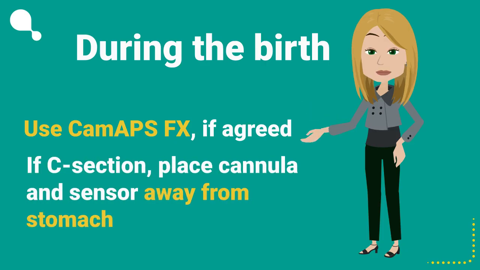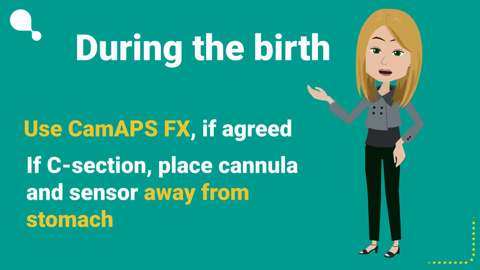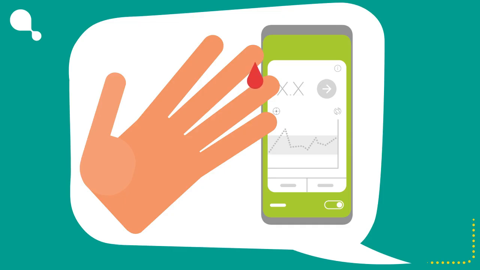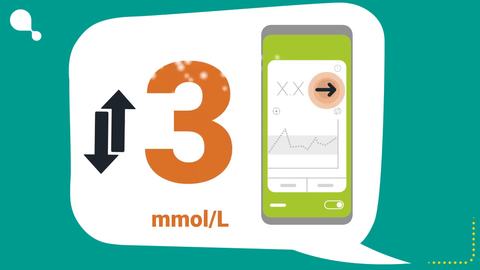If a C-section is planned, please make sure you place your cannula and sensor away from your stomach. Please also check the accuracy of your sensor and calibrate or replace it if the sensor is reading more than 3 millimoles per liter above or below your blood glucose reading when your sensor arrow is stable.